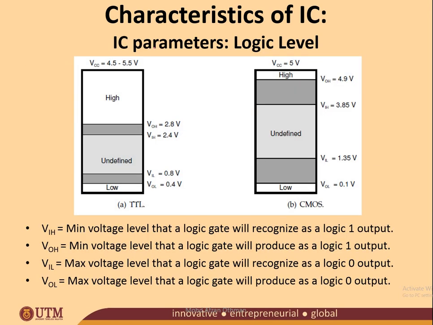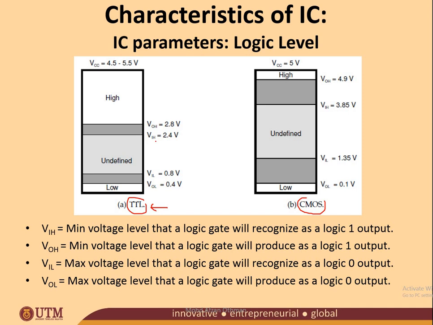So this is a further illustration to ease your understanding. If you see, this is the logic level for TTL, and this is the logic level for CMOS. Let me do TTL first, because it's the simplest one. So VCC is between, just now you can see, the tolerance range of 4.5 to 5.5 volts. So this is the maximum. It can be 4.5 to 5.5, and you can see there are VOH and VIH.